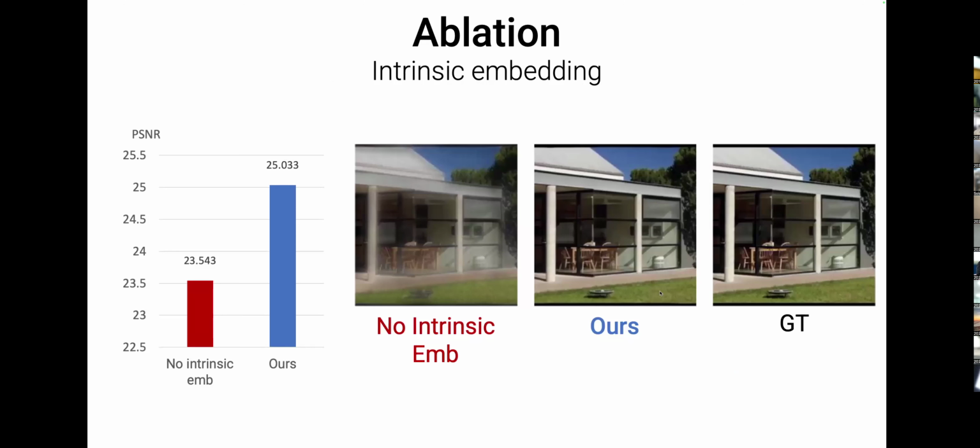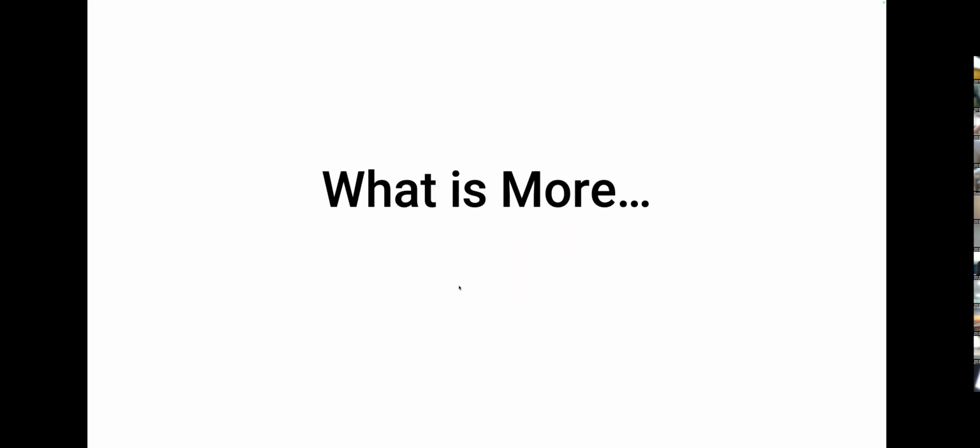And then we also discussed this intrinsic embedding, right? It's actually very important. As you can see here, without this intrinsic embedding, there is scale ambiguity that leads to wrong prediction. So that was just an ablation.